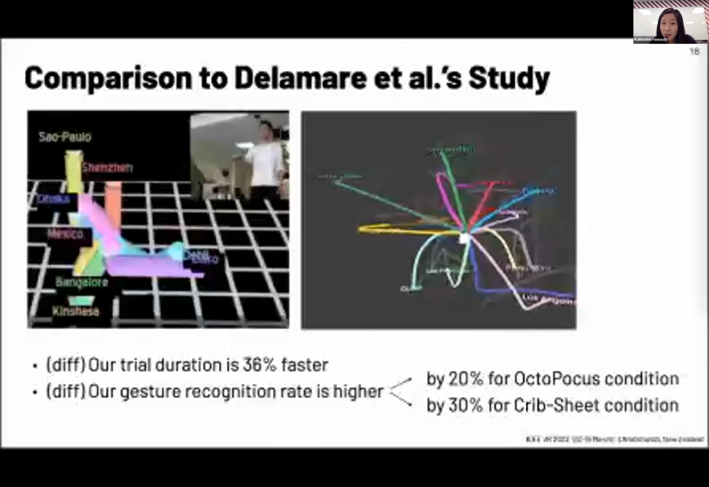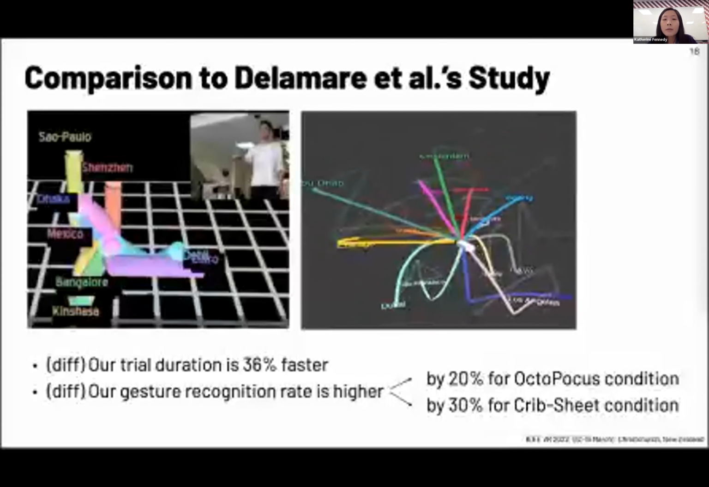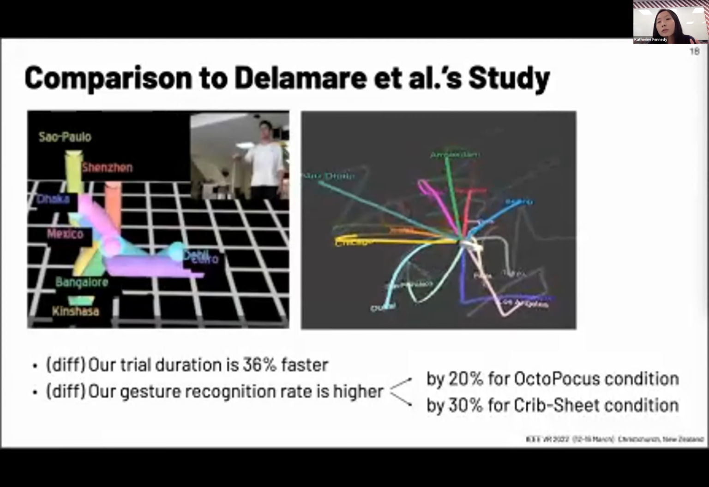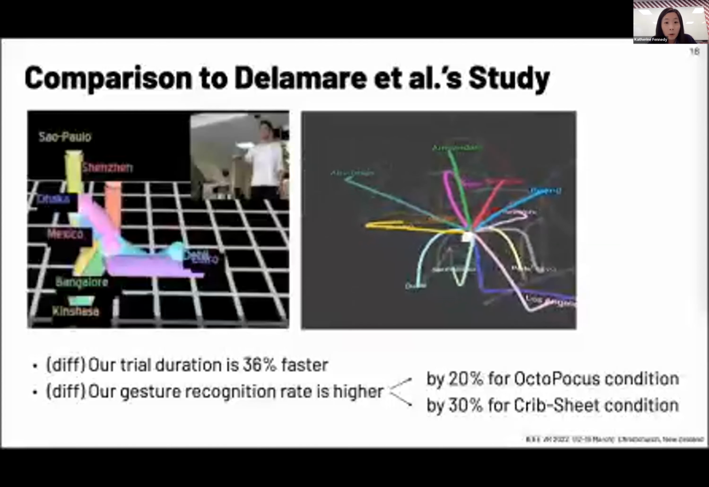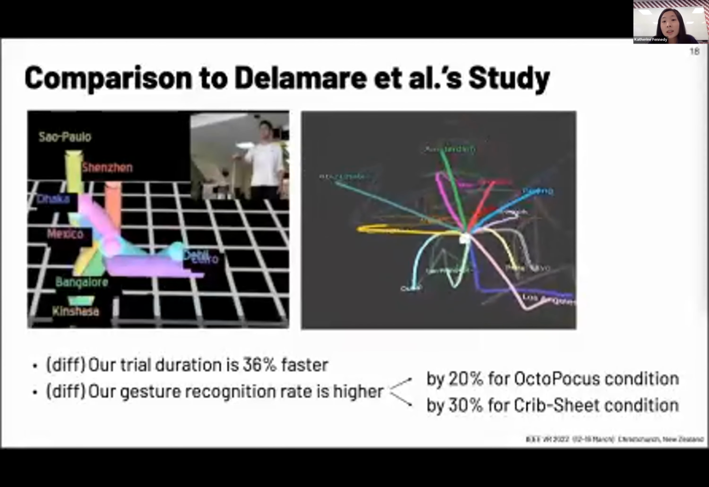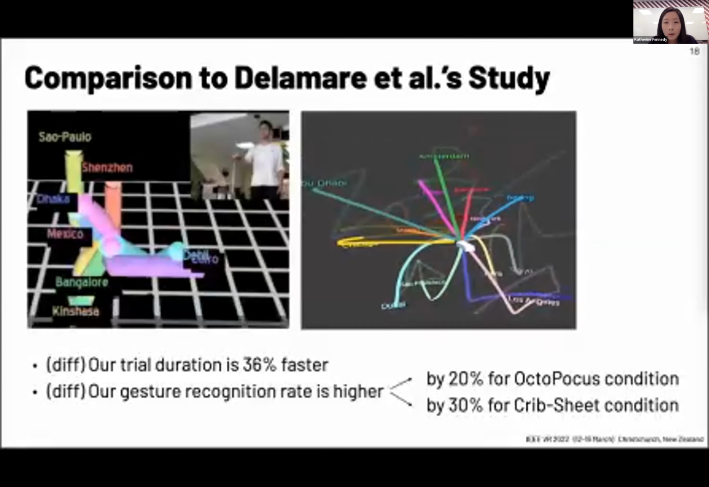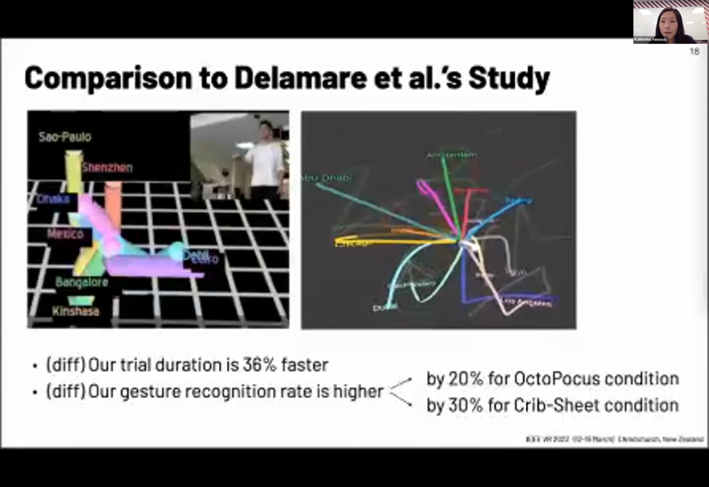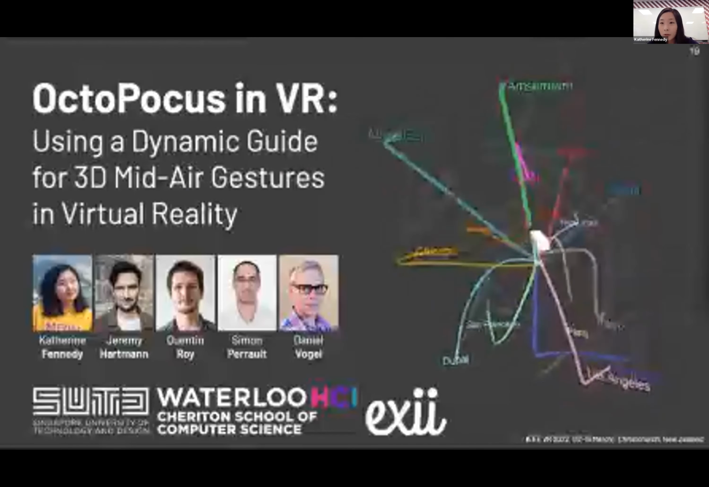Although our design is very different from Delamere et al.'s study, we can still make meaningful comparisons. In terms of trial duration, our guides are faster by 36 percentage points, while our gesture recognition is more accurate by 20 percentage points. This suggests reliability in our algorithm implemented. For more detailed descriptions and discussions, please refer to our full paper.